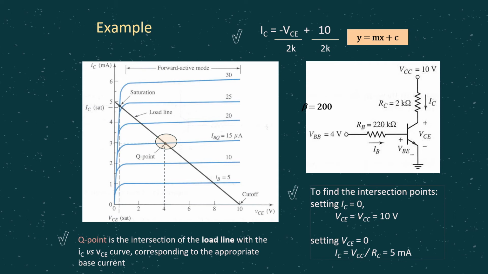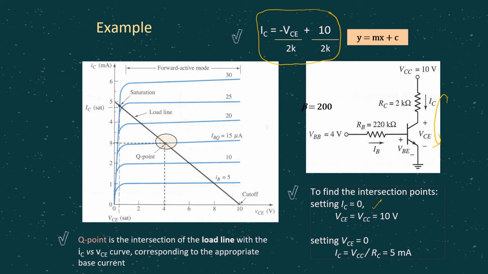Obviously now our focus is on the CE loop because we are considering the output load line. So if we do KVL here, like the previous slide, we are going to get this load line equation. Once we have this load line equation, we need to get the 2 points in order for us to draw a straight line. So first, let's set IC equals 0. In this case, substitute accordingly.